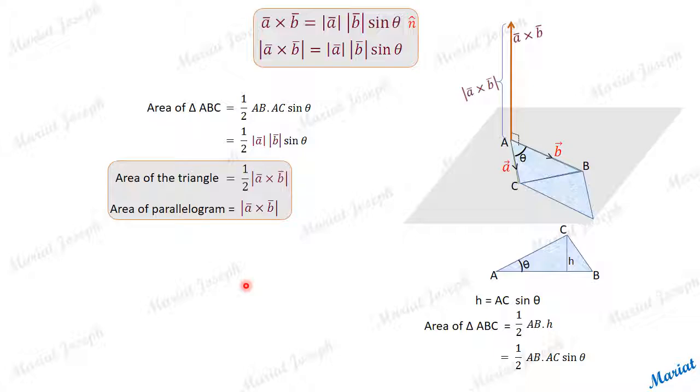Here we have two formulae now ready. To find the area of a triangle whose sides are represented by two vectors, vector A and vector B, we can go for finding half of magnitude of A cross B. Then remember to write square units as the unit because it's area. And area of the parallelogram will be double of this triangle's area, or directly we can say magnitude of A cross B.